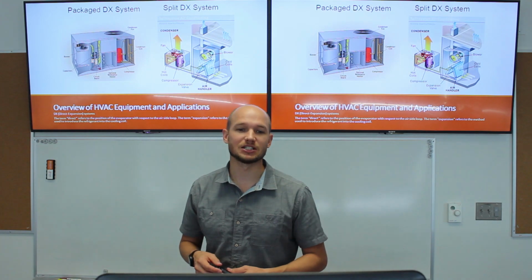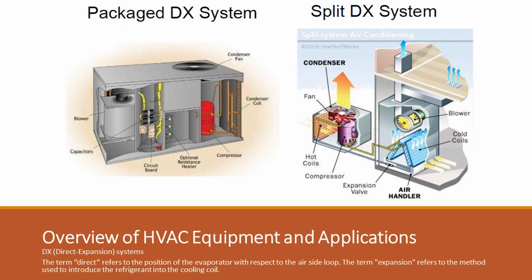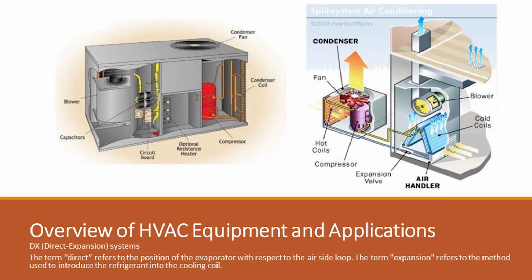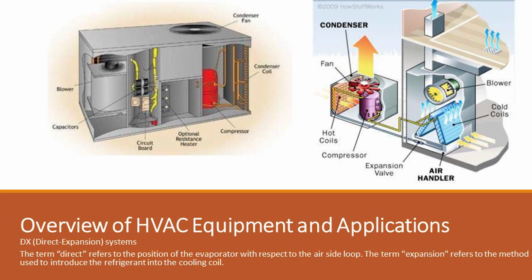DX, direct expansion systems. The term direct refers to the position of the evaporator with respect to the air side loop. The term expansion refers to the method used to introduce refrigerant into the cooling coil.